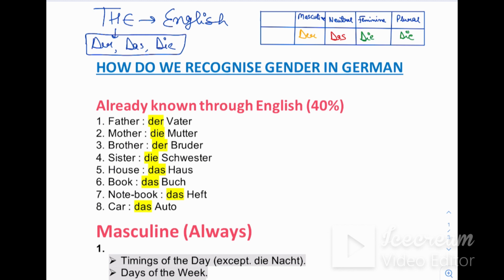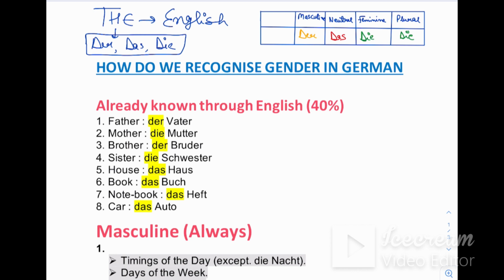2 points I want to tell you. First, there are some tips and tricks by which we can recognize the gender of a noun. But in most cases, the second point which I want to tell you is that it's about your hard work. The more you do lesen, meaning reading, the more you do reading, automatically you will understand it.